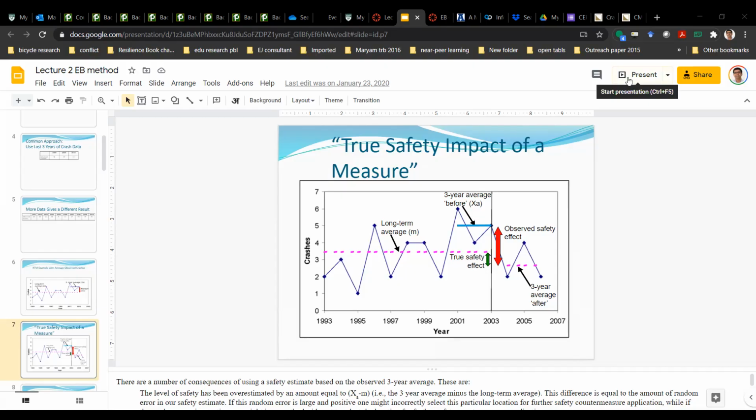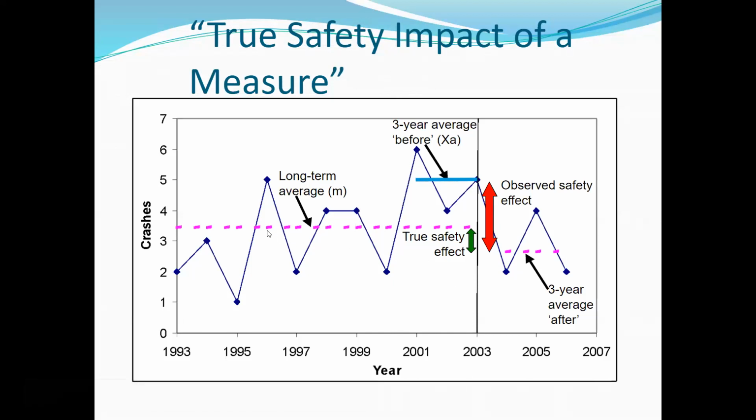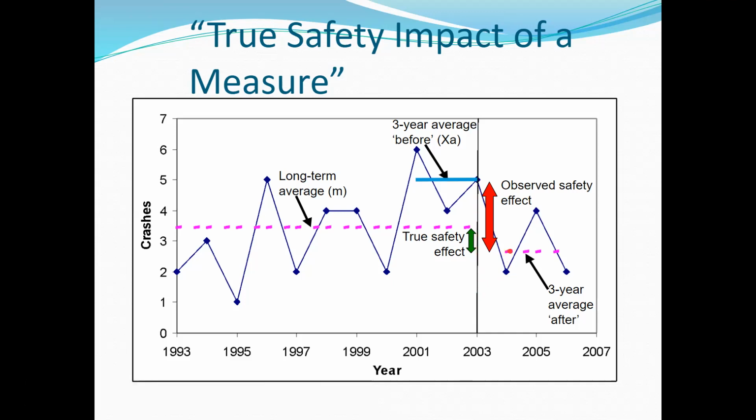So this is the slide that explains it a little bit more. The 3-year before average is represented by this blue line. You made the improvement and hopefully brought down the long-term average following that improvement to the new purple line in the after period. So 2003 was the period when the countermeasure was implemented, and hopefully that did bring down the long-term average to the new purple line in the post-2003 period. But if you were doing just a naive comparison, your observed safety impact would be affected by the red double-headed arrow. So you would think this is the improvement you made.